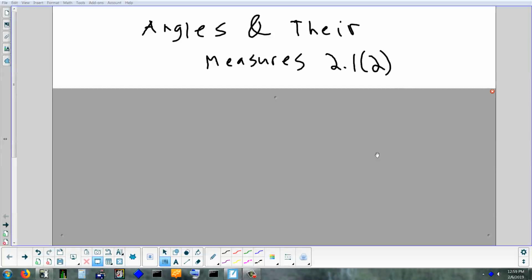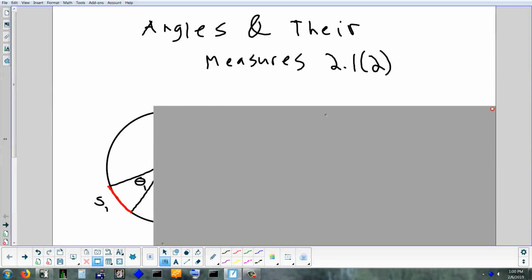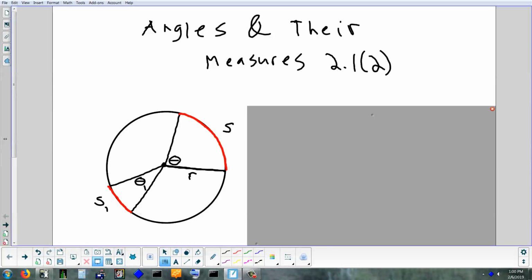All right, so second lesson we're going to look at for 2.1, still going to involve a little bit of what we did yesterday. We got to know how to change between radians and degrees. But we're going to use that to actually do something today. What we're going to look at today is two things. We're going to look at arc length and area of a sector. We're going to start by looking at arc length.